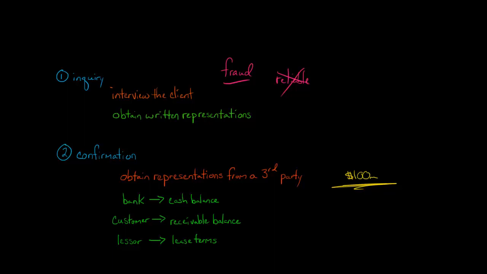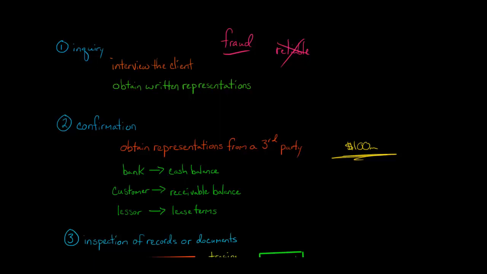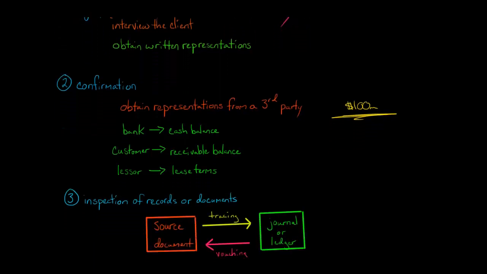If we're talking about a customer of the client, you can confirm and say, okay, do you in fact owe the client $80 million? You confirm the receivable balance. You could talk to a lessor about lease terms. You could talk to an attorney about pending litigation, but you're going to a third party and getting representations from the third party.